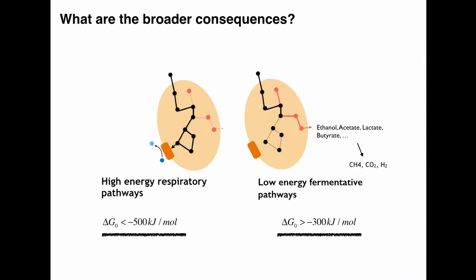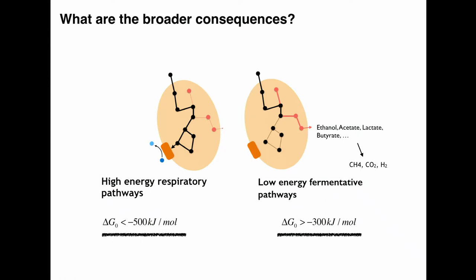If you're respiring, if you're us, and if you're eating glucose and respiring with oxygen, we are talking about around 2,000 kilojoules of energy per mole, whereas if you're doing respiration on weaker electron acceptors, this energy goes down. And if you're thinking about fermentation, this energy goes down even further, okay?